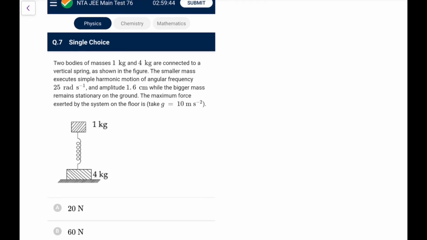Next, two bodies 1 kg and 4 kg again connected to a vertical spring. The smaller mass executes SHM of frequency 25 and this amplitude, while the bigger one remains stationary. The maximum force exerted by the system on the floor is, okay. First of all, the maximum force on the floor will be when the spring is maximum compressed, and you will say this is N, and that would be equal to F spring max plus m2g, let's say I write it. Now first of all, this omega of the 1 is given, would be root k by m1.